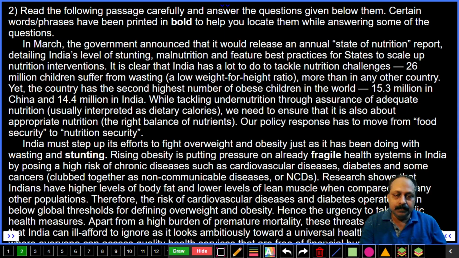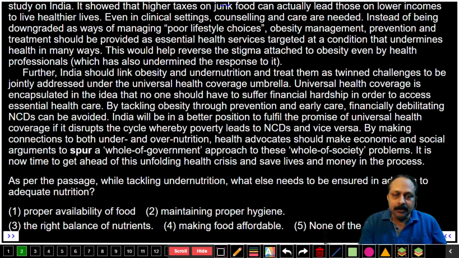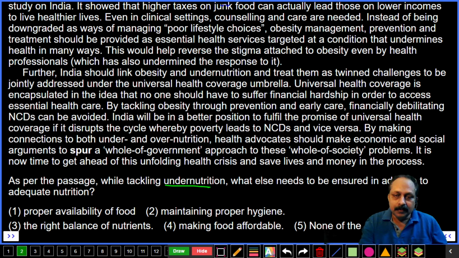Question number two. As per the passage, while tackling undernutrition, what else needs to be ensured in addition to adequate nutrition? Proper availability of food, that is, food is general. Maintaining proper hygiene, no. Hygiene means cleanliness. The right balance of nutrients. Based on the passage, the right balance of nutrients. Making food affordable. Food is general. Here it is all about nutrients, and this has been mentioned in the passage. Answer is the third option.